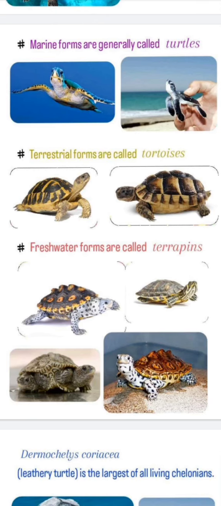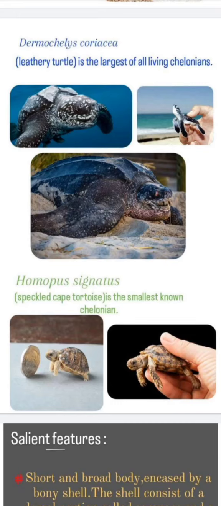Marine forms are generally called turtles. Terrestrial forms are called tortoises. And freshwater forms are called terrapins. Dermochelys coriacea, the leathery turtle, is the largest of all living chelonians. It grows up to 2.5 meters and weighs up to 860 kg. The smallest known chelonian is Homopus signatus, the speckled Cape tortoise. It is about 95 mm long and weighs up to 140 grams.